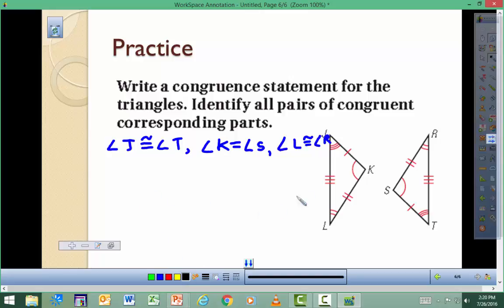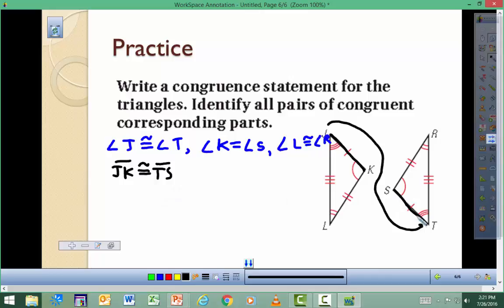This side JK matches up with what? It matches up with this side over here. But how do we want to write it? JK is congruent to, now what I want to do is make sure that the letters match up also. J actually matches up with T, you see. So I want to call this segment TS. Segment JK matches up with TS.